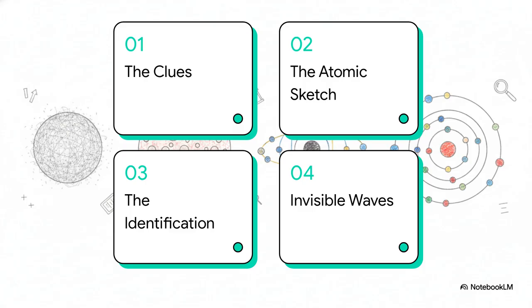So how did we figure all this out? Well, our agenda for this explainer breaks down into 4 parts. Number 1, the clues. Number 2, the atomic sketch. Number 3, the identification. And number 4, invisible waves. Let's get right to the investigation.